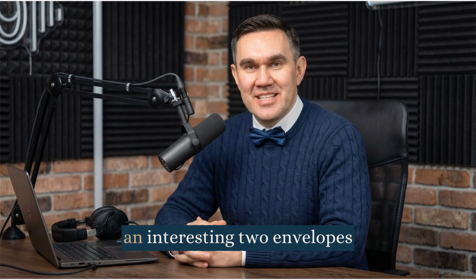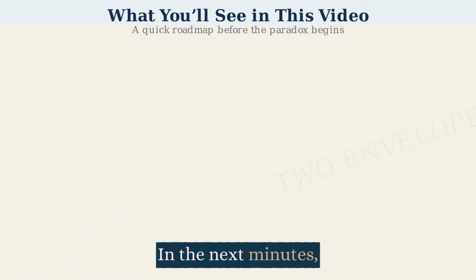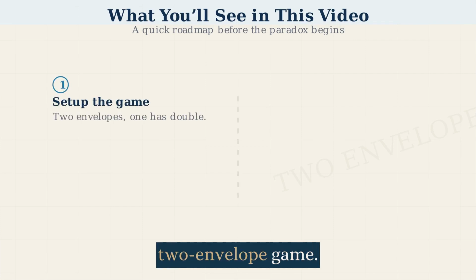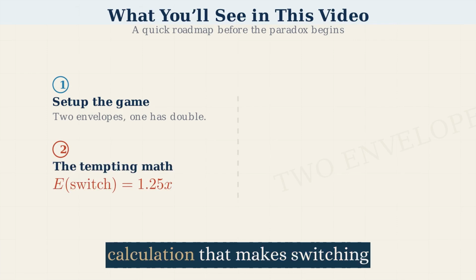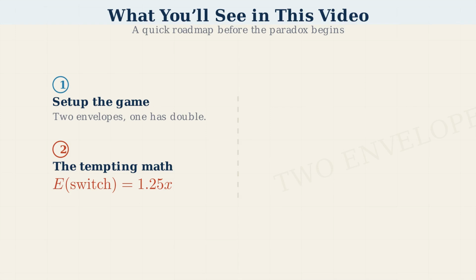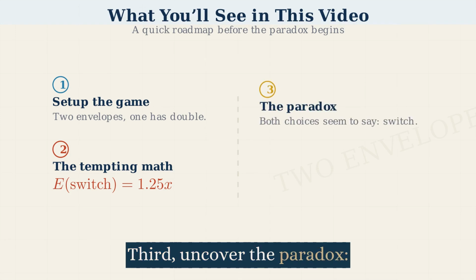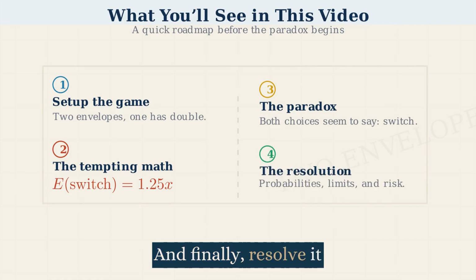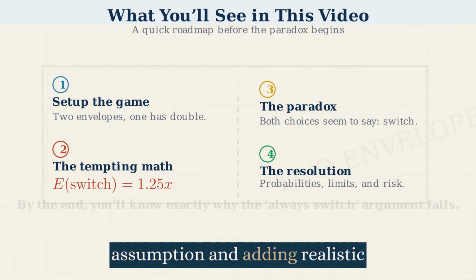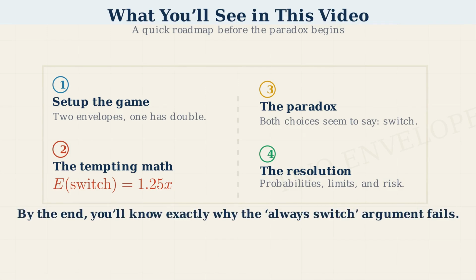Today I will present an interesting two envelopes paradox. In the next minutes, we'll do four things. First, set up the two envelope game. Second, see the expected value calculation that makes switching look smart. Third, uncover the paradox. The same logic seems to recommend switching no matter which envelope you chose. And finally, resolve it by finding the hidden assumption and adding realistic limits and risk.